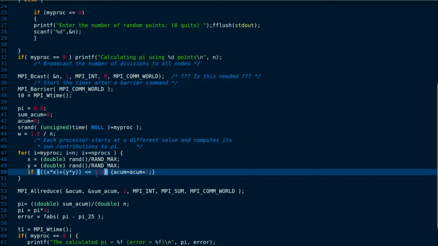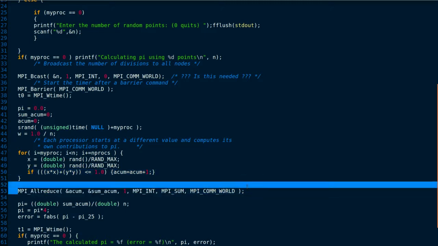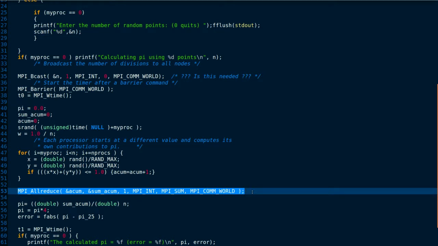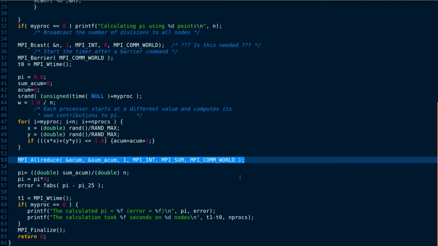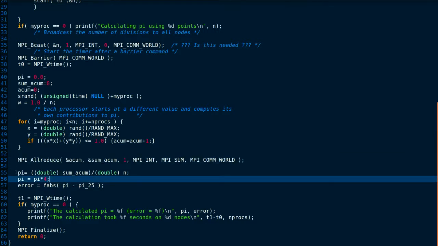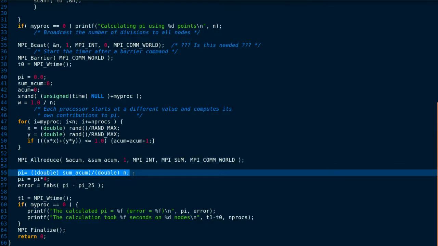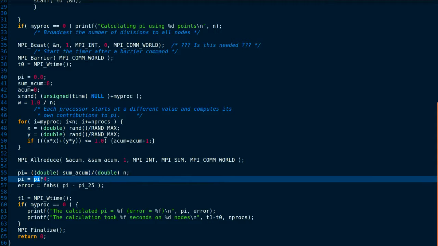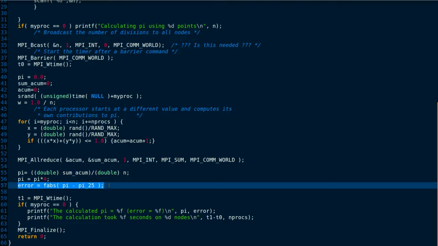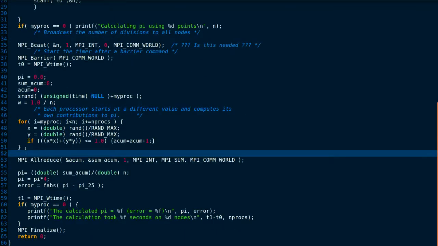So finally we're going to make a cumulative sum with all the partial values of the processors, and finally here we make the relation we saw before. This is the total points in the circle and the total points in the square. We're calculating only a quarter of a circle, so we multiply it by 4, and this is the error. So this is the code for the basic example using the whole square.